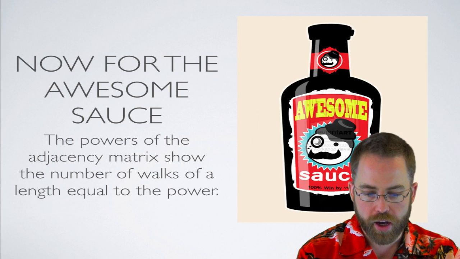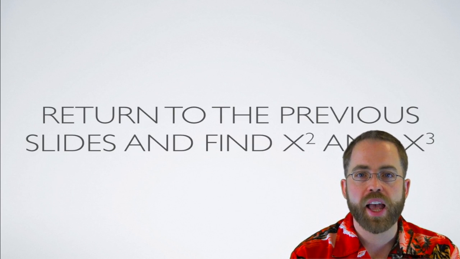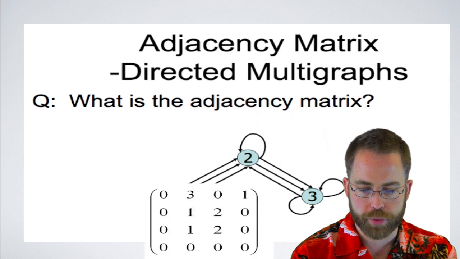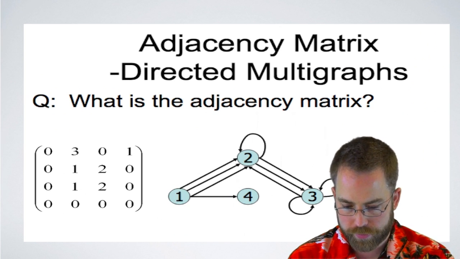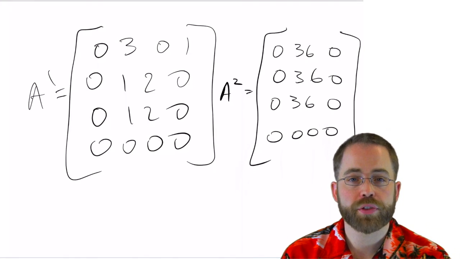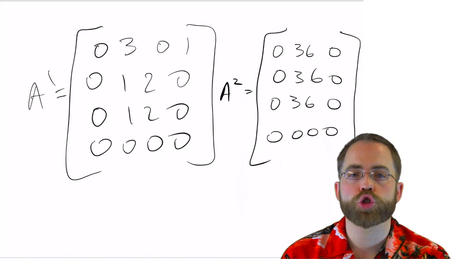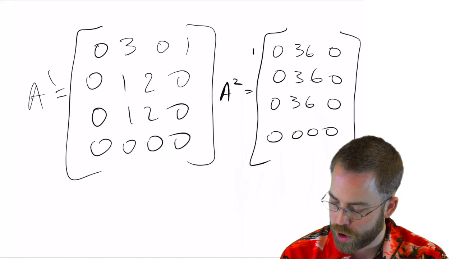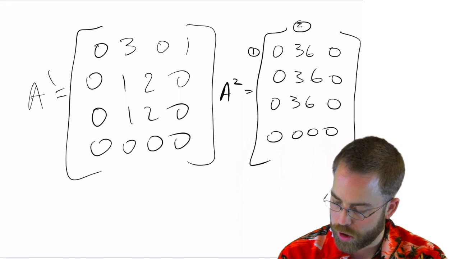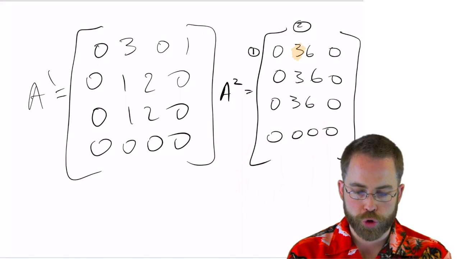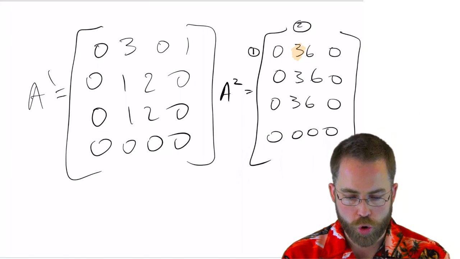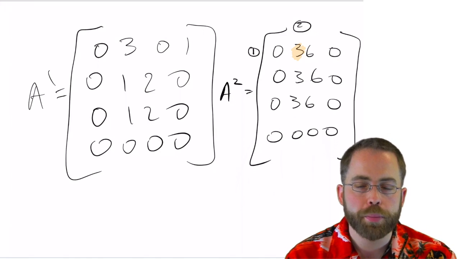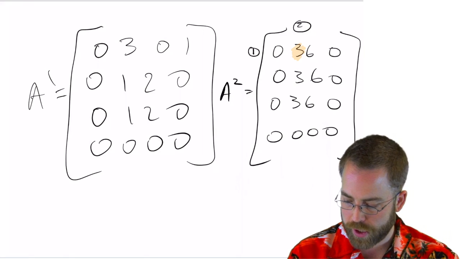Wow. Okay, so what we should do is return to the previous slides and demonstrate what I'm talking about here. Okay, so back up. Let's go back to this one. Let's put this matrix in our calculator. If we put this matrix in our calculator and then we square it, this is telling us how many two-step walks there are between any of these connections. This is telling me that if I want to go from node 1 to node 2, there are 3 ways that I could do that in 2 steps. If I want to go from node 1 to node 3 in 2 steps, there are 6 ways that I could do that, depending upon which of the various paths I want to take.